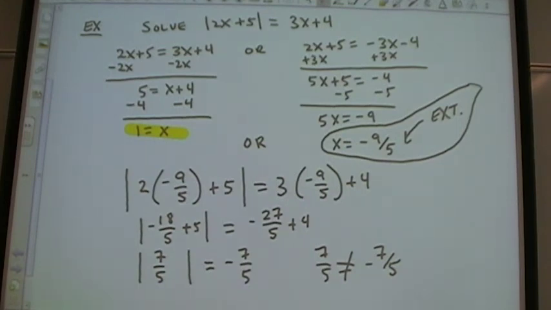But again, they both might work out. Neither one of them might work out. That's why it's important to check your answers. If neither one works out, does that just mean it's no solution? No solution.